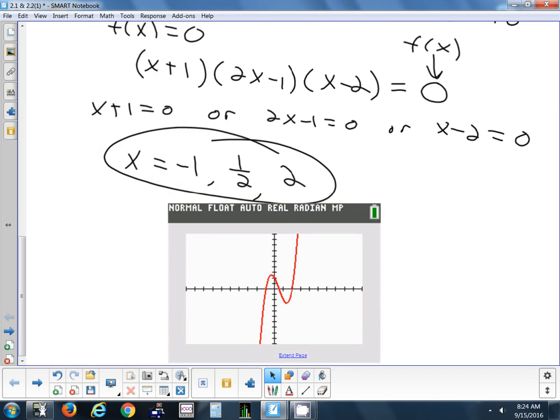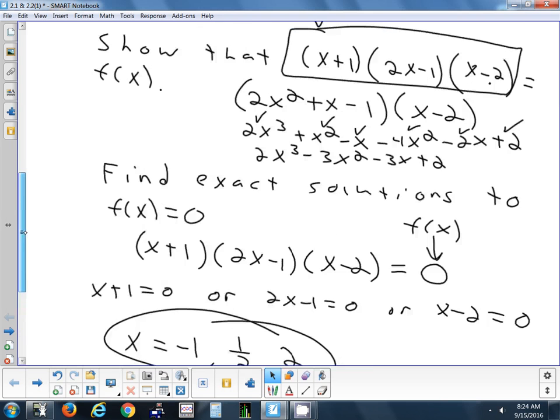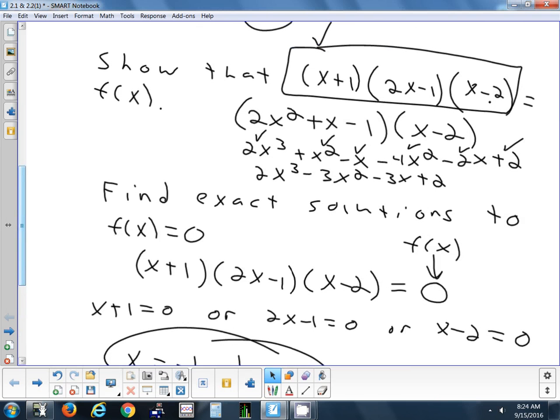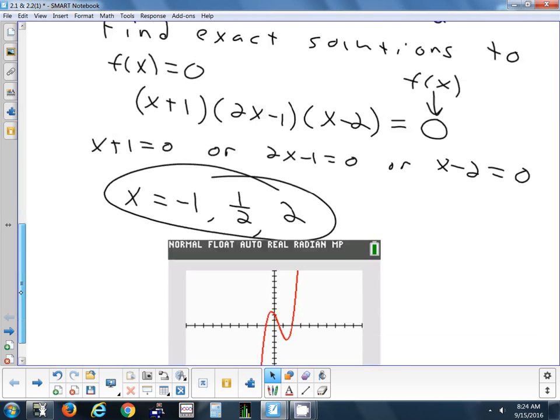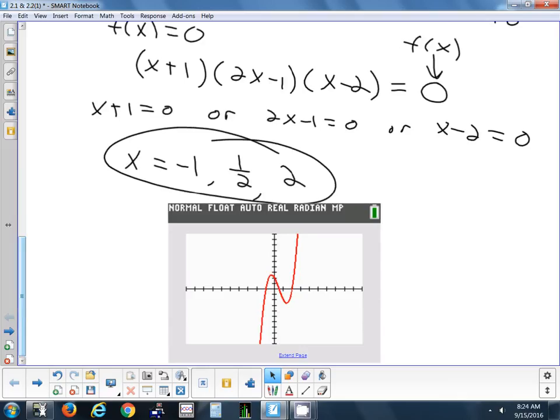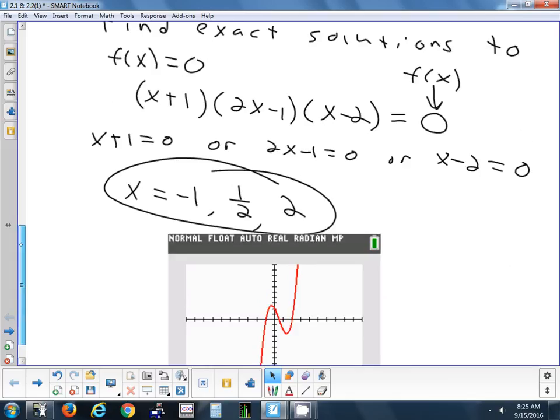Okay, so finding x-intercepts is very easy, as long as you can factor. If you can't, then it becomes a little harder, and we can always use a graphing calculator to help us as well. Questions on that?